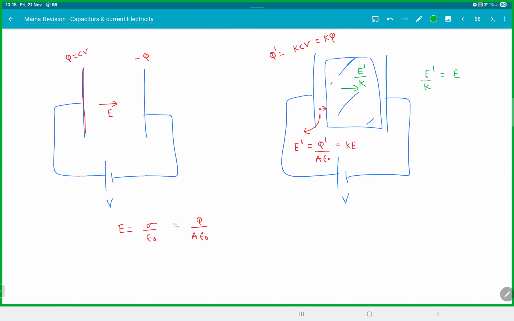Are you getting what happened? Because you kept a dielectric slab, charge increased. But inside a dielectric slab, the field will decrease. So both will get cancelled. You'll get the same field end of the day. Clear what happened? But if they ask you this question, if there is an empty space here, what is the field in that little empty space? That will increase. But inside the slab, it won't.